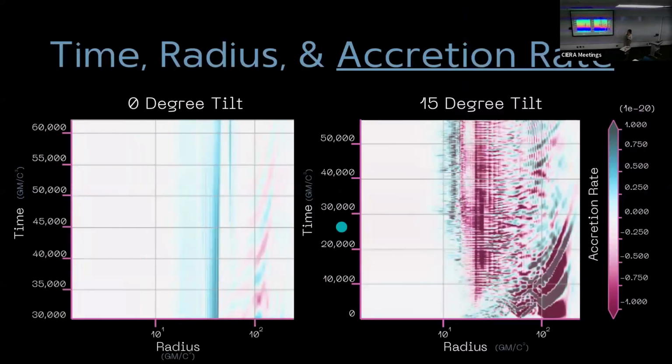Okay, so at first, we first modeled time, radius, and accretion rate. And the way you read this, we have time on the y, radius on the x, everything's in gravitational units. The way you read this, for example, at radius 100, you see it goes pink, which means it's emitting matter, and then blue, which means it's accreting matter. So we see that it goes pink and blue, or pink and white, or blue and white. So we know that there's some frequency at which it's taking in matter and then letting out matter. And what we're looking for is that specific frequency.